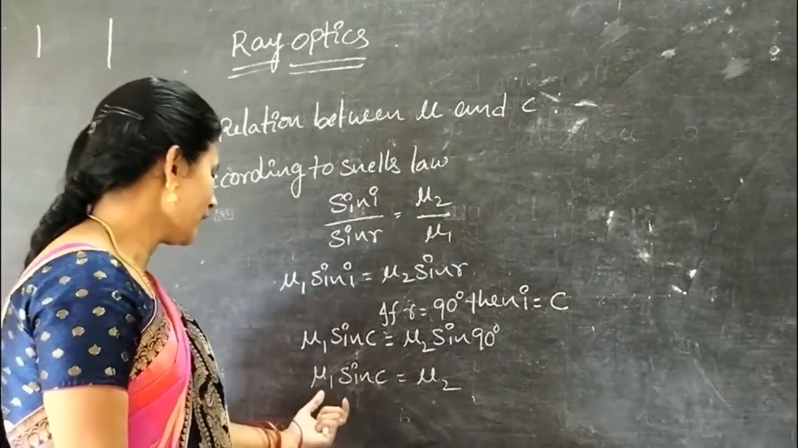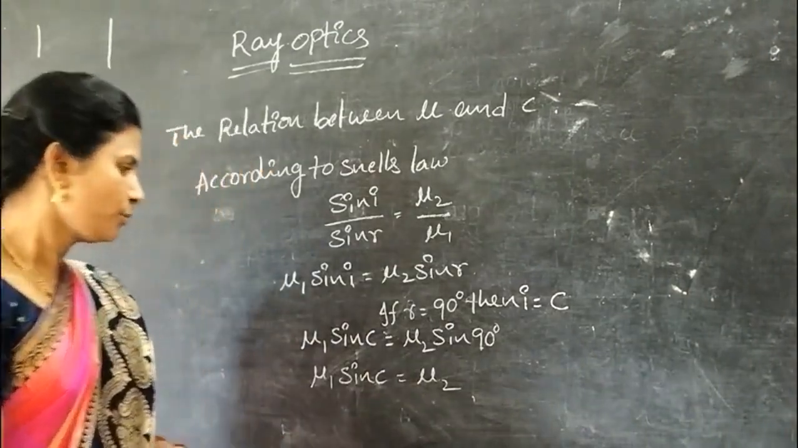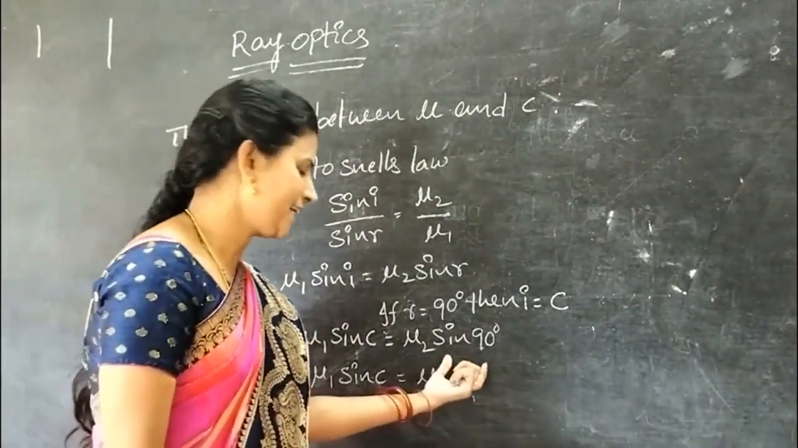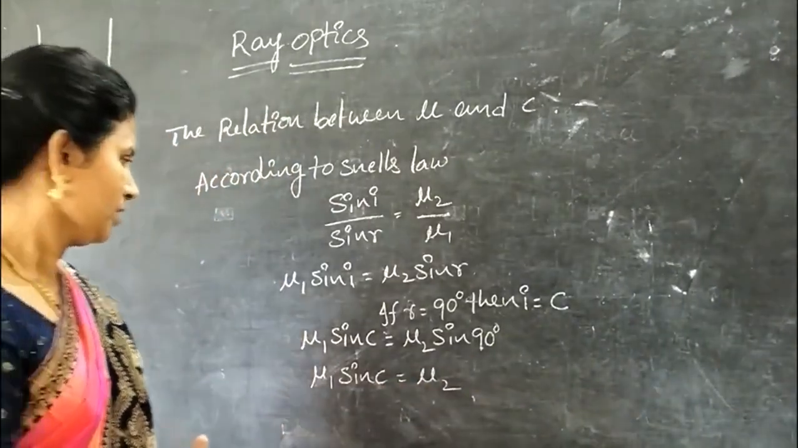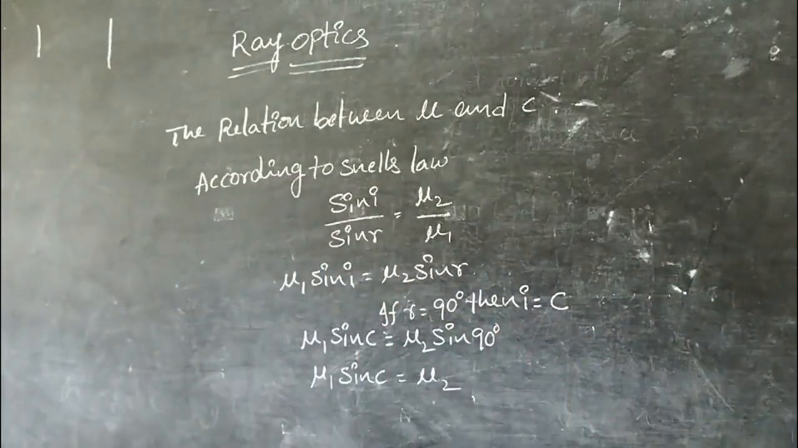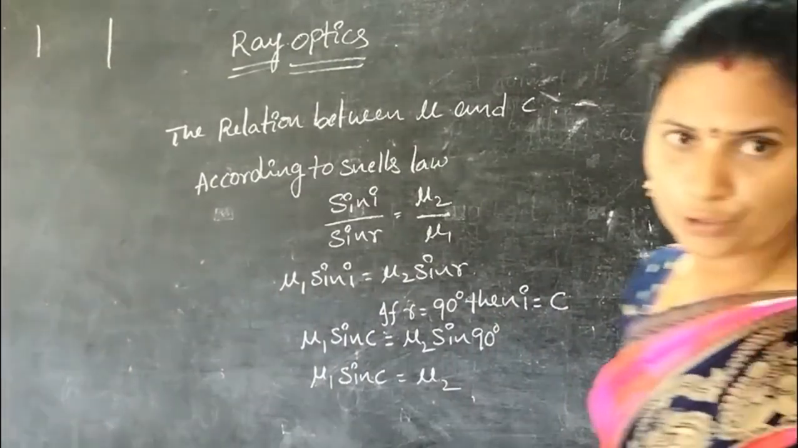So mu 1 sin C is equal to mu 2. Why? Because sin 90 is 1. So that's why mu 1 sin C is equal to mu 2.